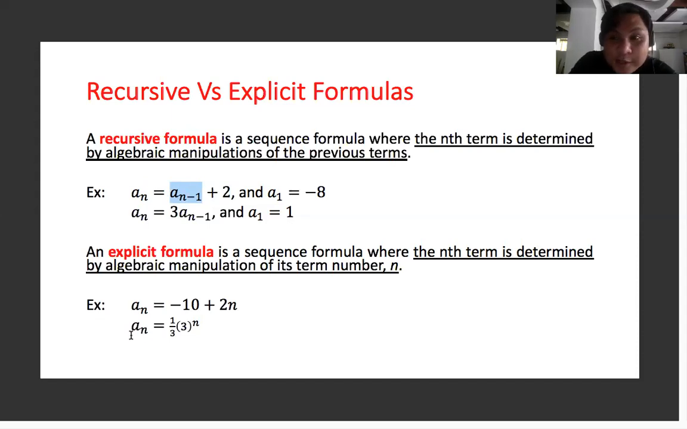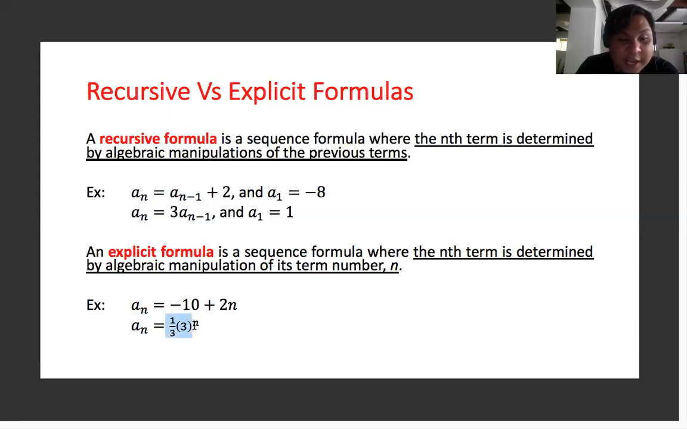Now, although you might think recursive formula is a bit limited, recursive formula is actually very good in trying to determine simple patterns. Because once a simple pattern is observed, it is easy enough to generalize what type of sequence the rule follows. Okay? A second example of an explicit formula, we have a sub n is equal to 1/3 times 3 to the n.